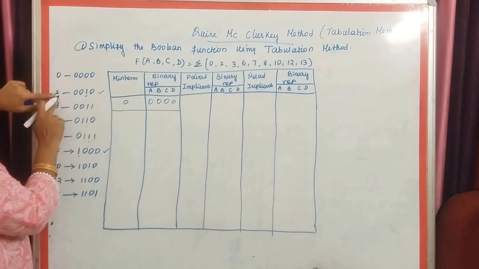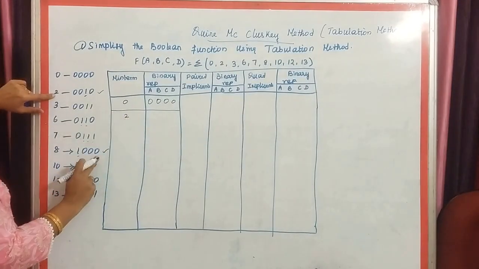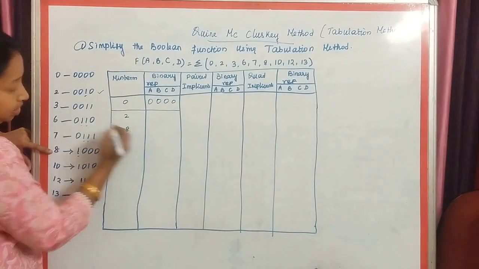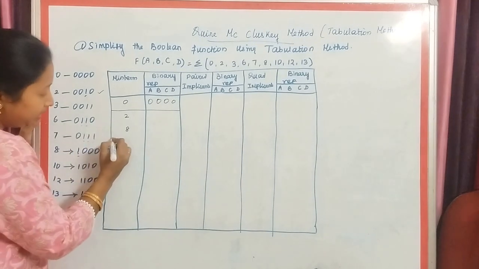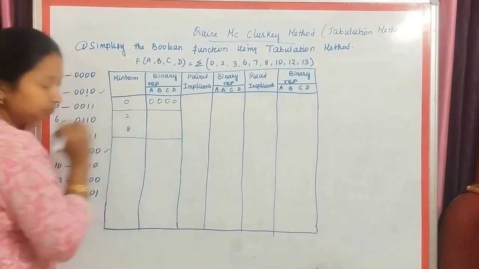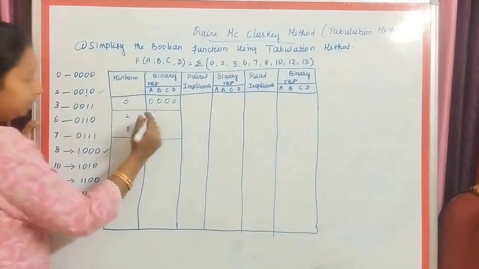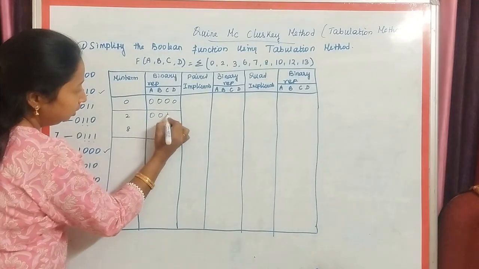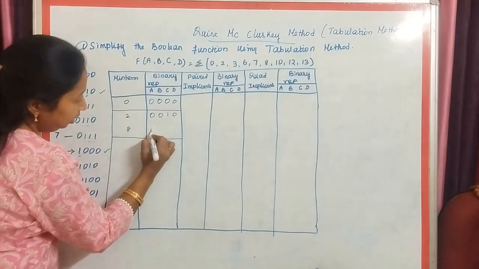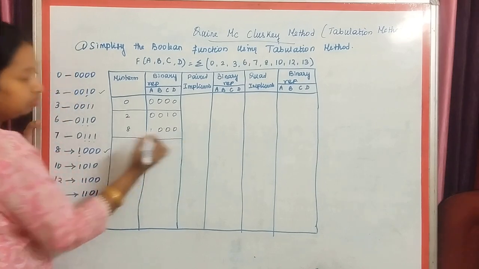I'm going to mention the numbers. What are the numbers? It is 2 and 8. Understood? These two will be taken into a separate group. And give me the binary number. It is 0, 0, 1, 0 for 2, and for 8 it is 1, 0, 0, 0.